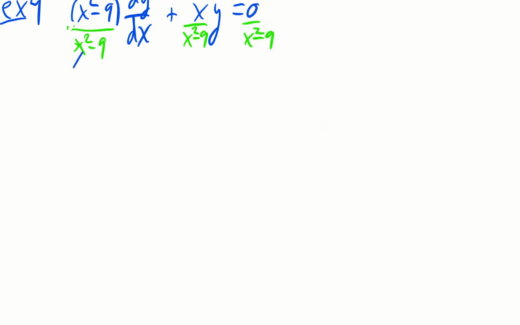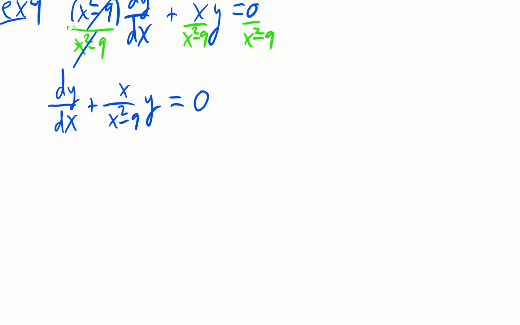When we do so, we get the following. These cancel, so we get dy/dx plus x over (x squared minus 9) times y would be equal to, on the right hand side, 0.